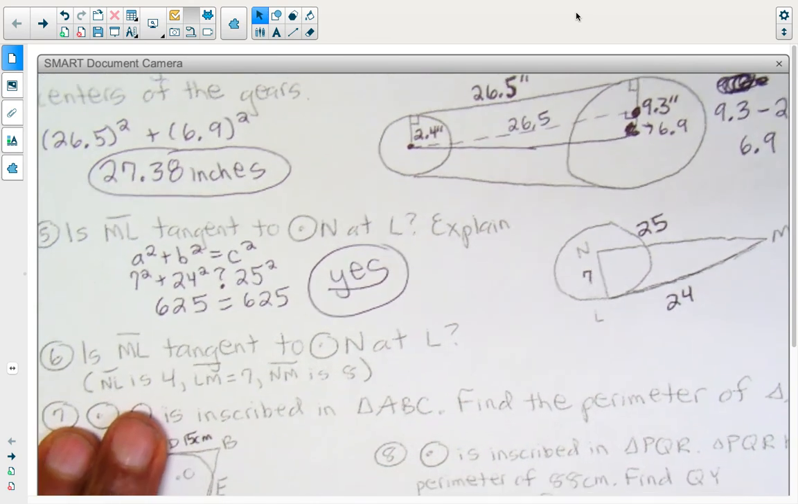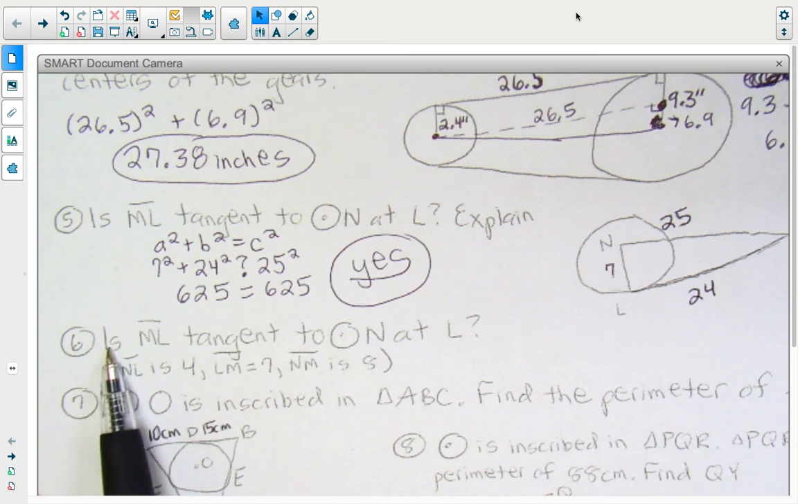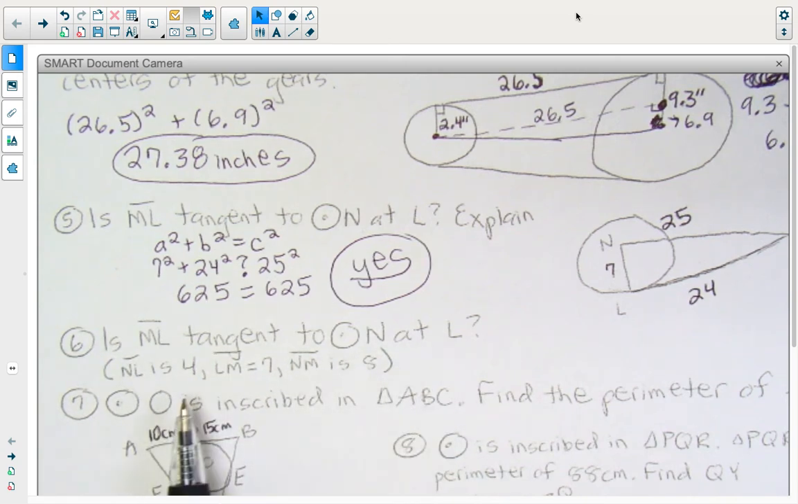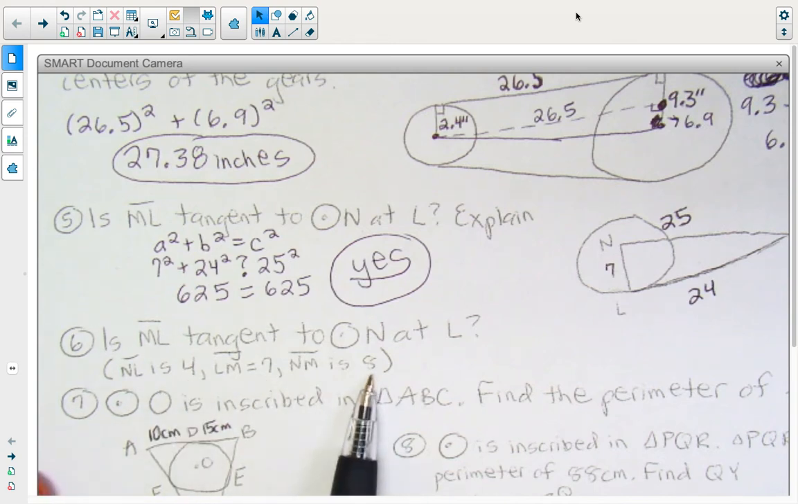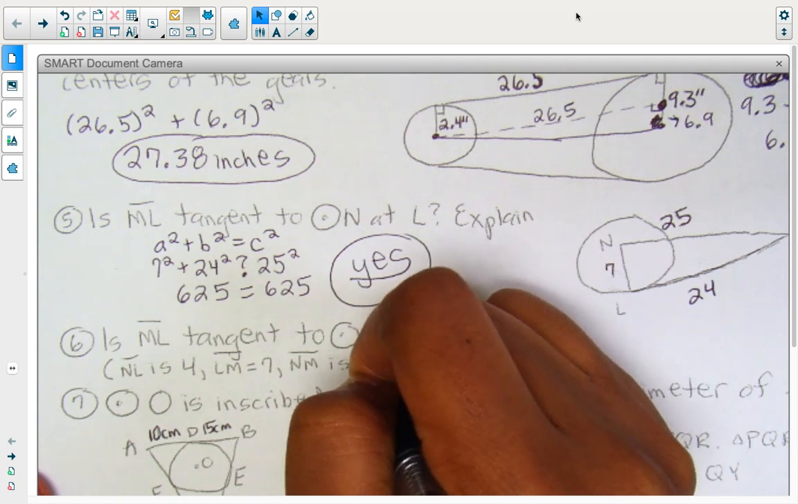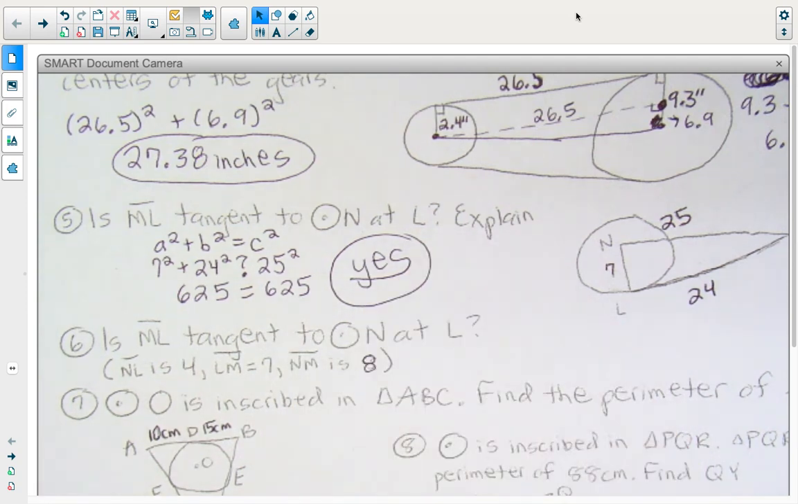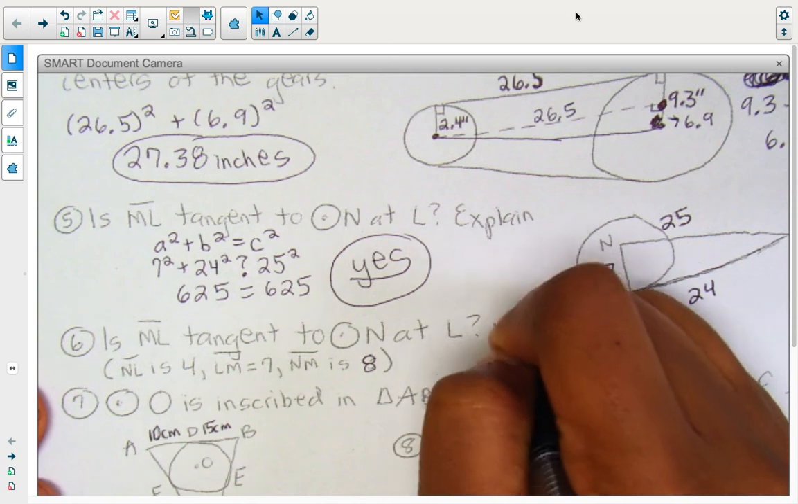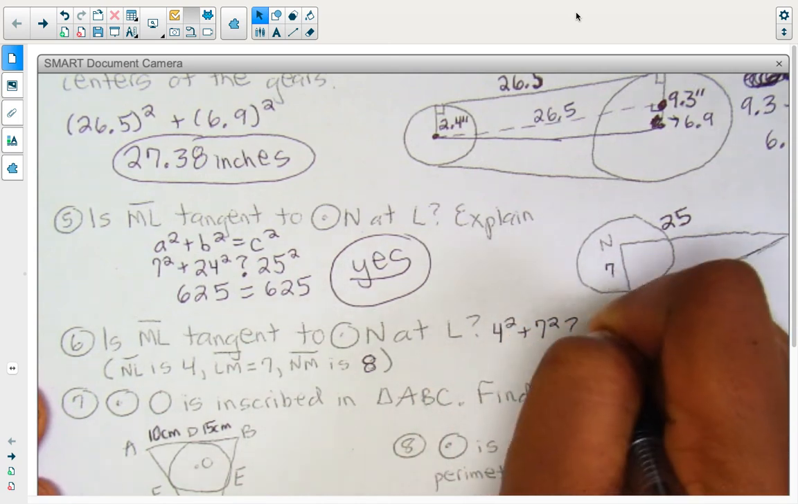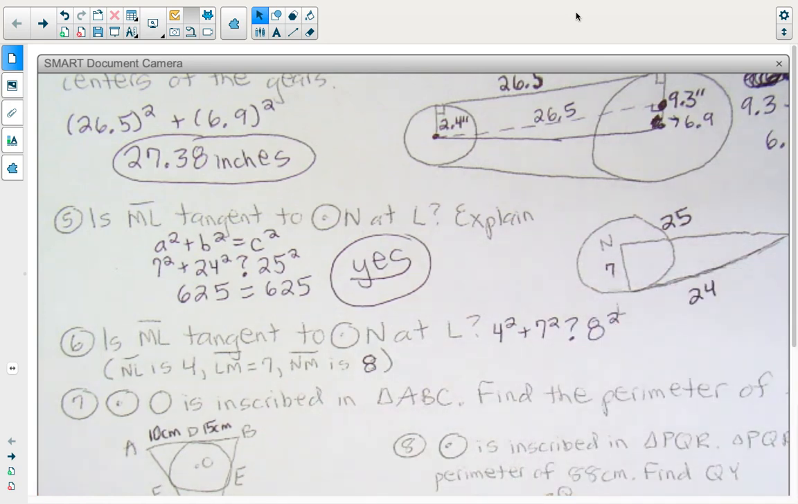Okay, let's try another one, number 6. Is ML tangent to circle N at L? And these are the lengths that they're giving us. They give us 4, they give us 7, they give us 8. You could draw a picture, but you also should know that 8 has to go in the spot for your c. So when I set up Pythagorean Theorem, 4 squared plus 7 squared, I'm going to put a question mark, and I'm going to put 8 squared. 8 has to go in that spot because that's the biggest number.